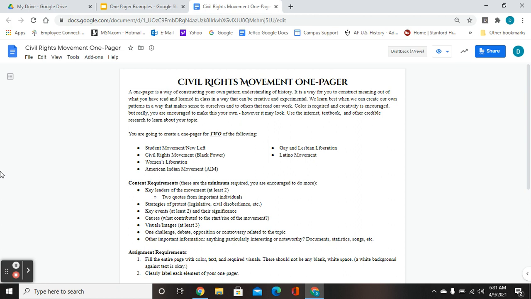You're going to create a one pager for two of the following civil rights movements. Okay. I think most of these we've touched on at some point in time, maybe two we haven't touched on yet. If you want to do those, you certainly can. There's a lot of information on these two that we haven't touched on. But you're going to create a one pager for two of these. So essentially, you're going to turn in two one pagers.